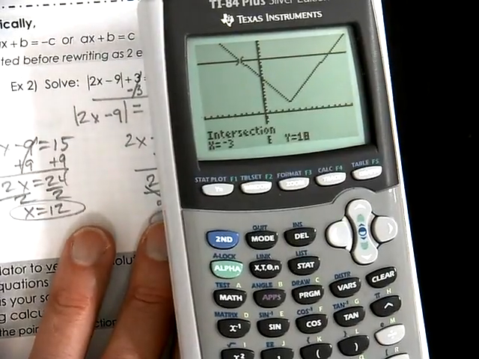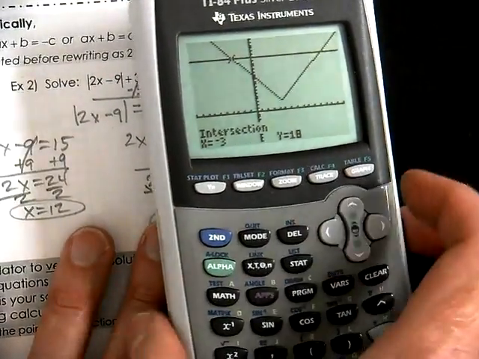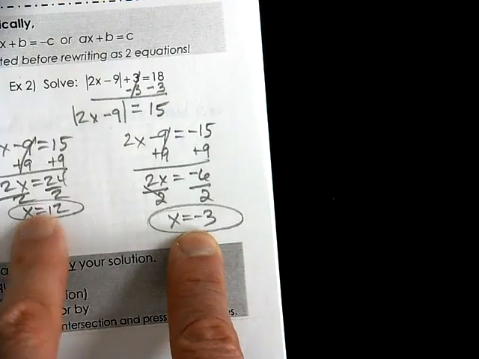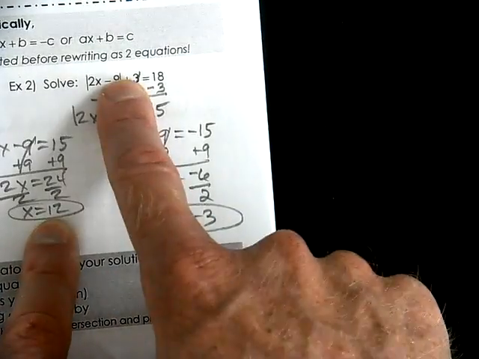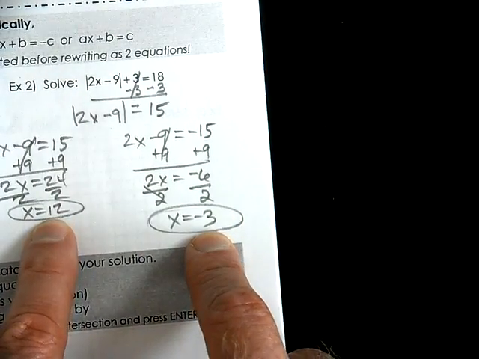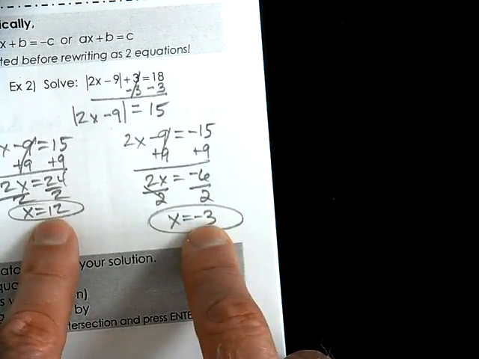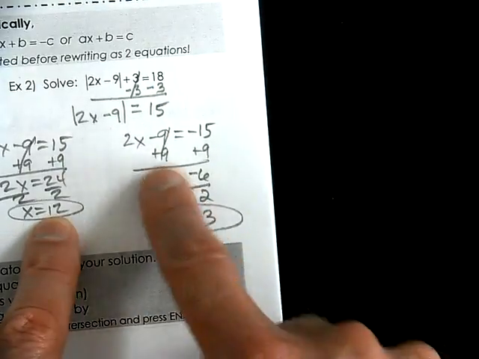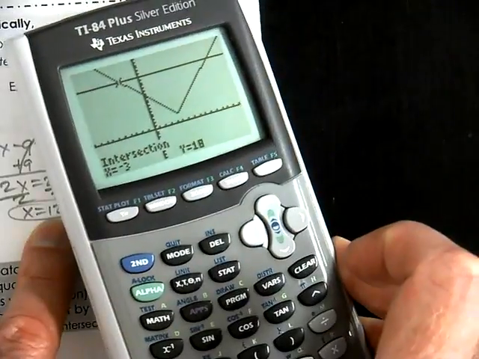This is not going to go away. You do need to know the process. But there's our 2 answers, 12 and -3. We knew that those are accurate answers. We solved it algebraically, and now we solved it using our calculator.